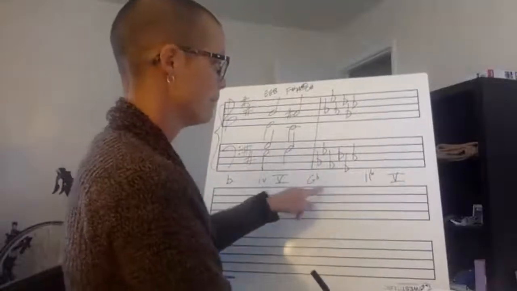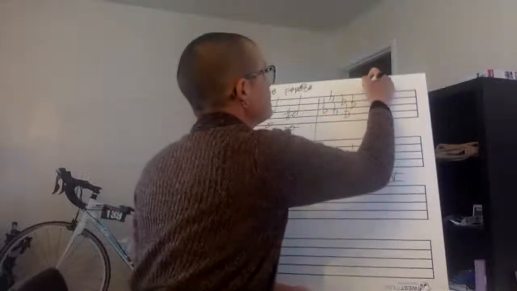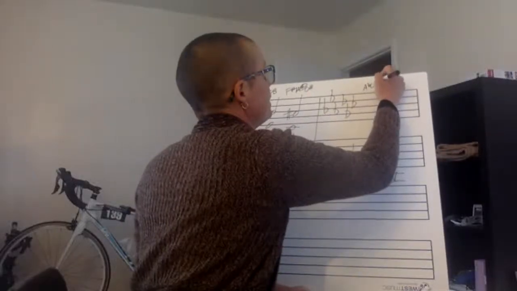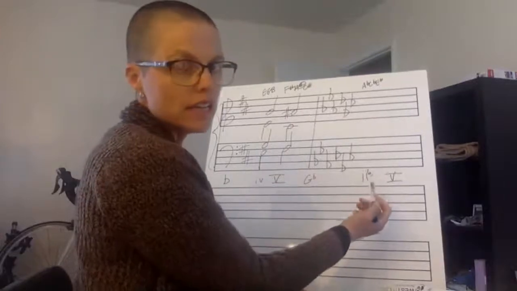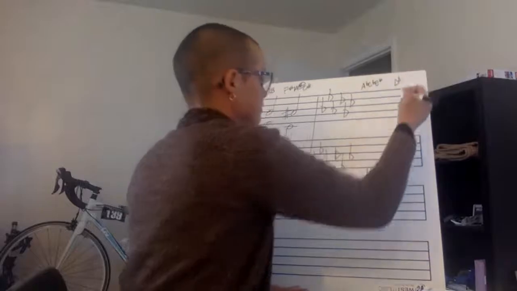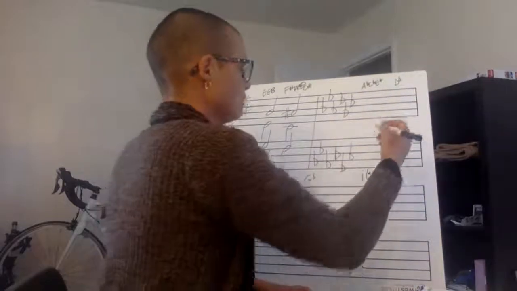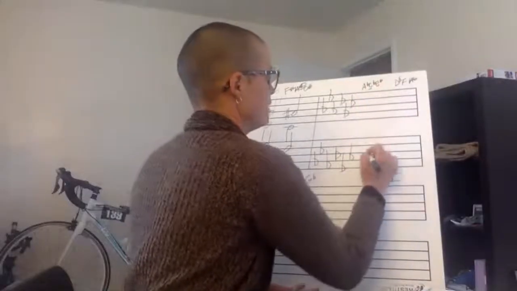So first, let's spell our 2 chord in this key. That's going to be an A flat, C flat, E flat. And our 5 chord in this key is D flat, F. This is in first inversion, so C is going to be our bass note.